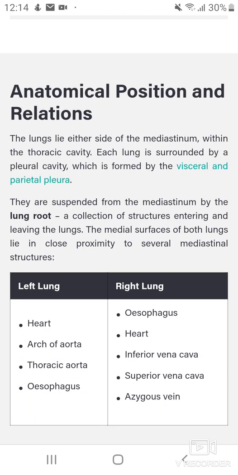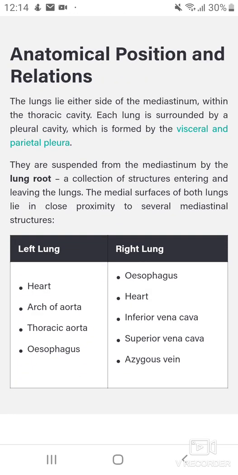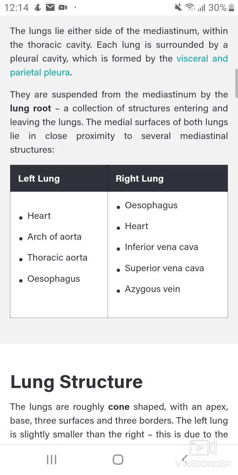You can see in the picture the left lung and right lung. Left lung: heart, arch of aorta, thoracic aorta, and esophagus. Right lung: esophagus, heart, inferior vena cava, superior vena cava, and azygos vein.